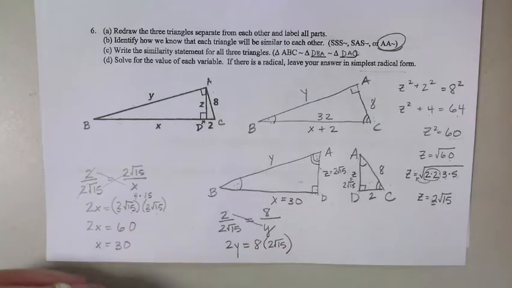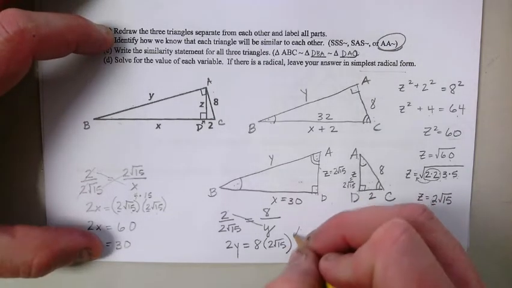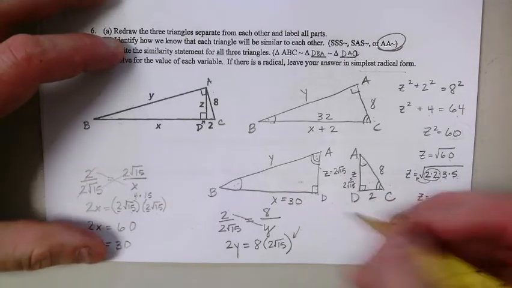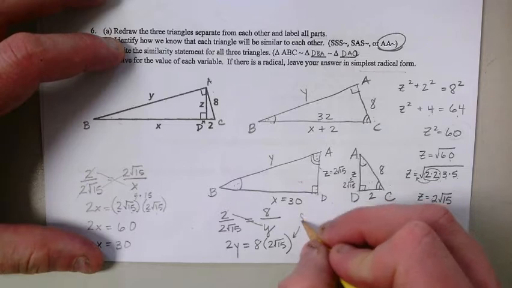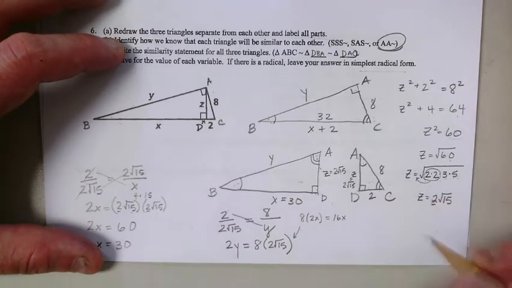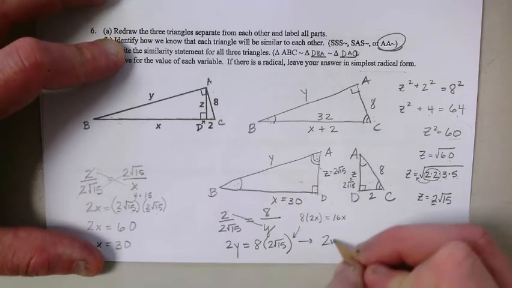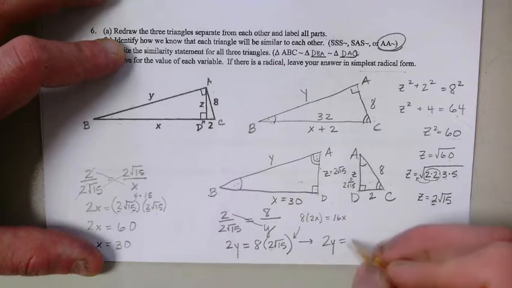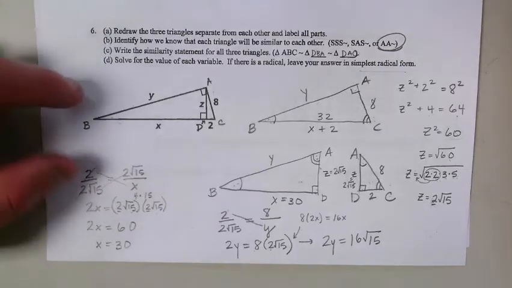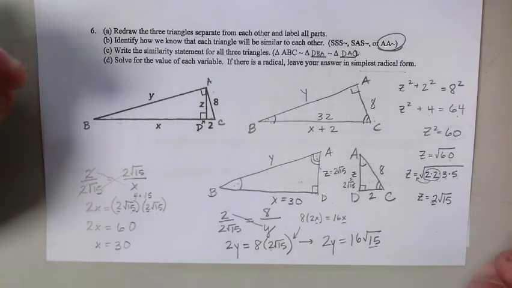Okay? Now, one of the important lessons I will teach you later on is that these radicals, we treat them just like variables. So I'm going to go ahead and do 8 times 2x here. Well, that equals 16x, right? So the same thing is true here. I have 2y equals 8 times 2, 16 radical 15. Okay, treat it just like the variable. Notice how the x came all the way through the problem there. Same thing with the radical 15.